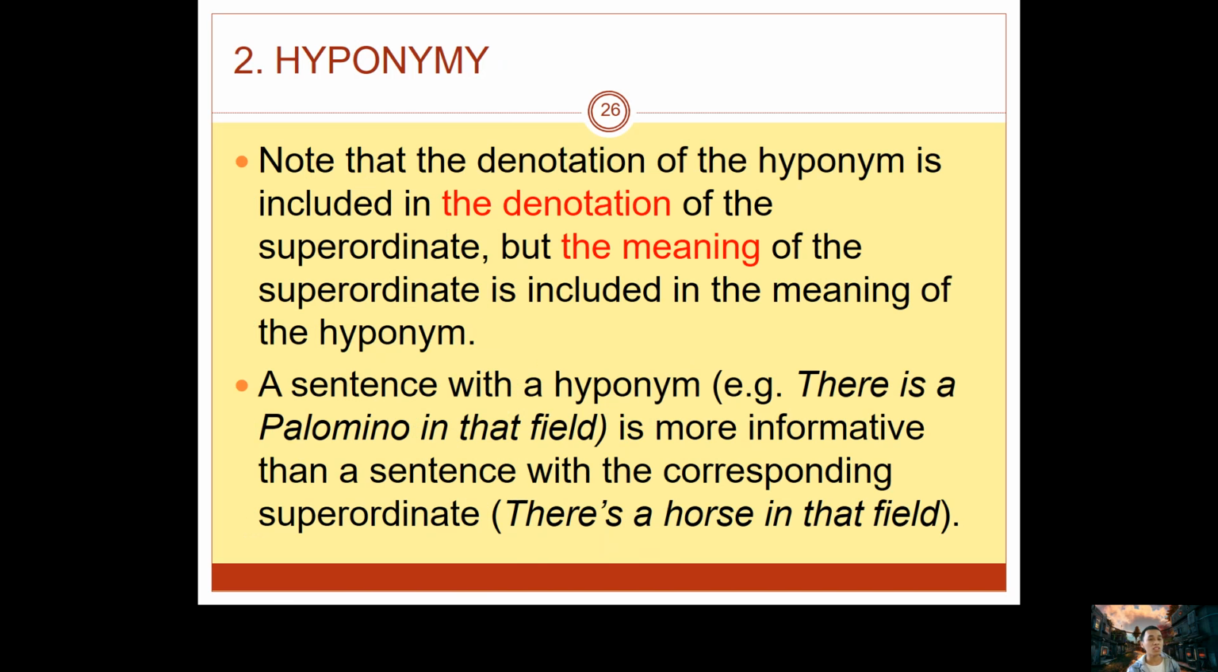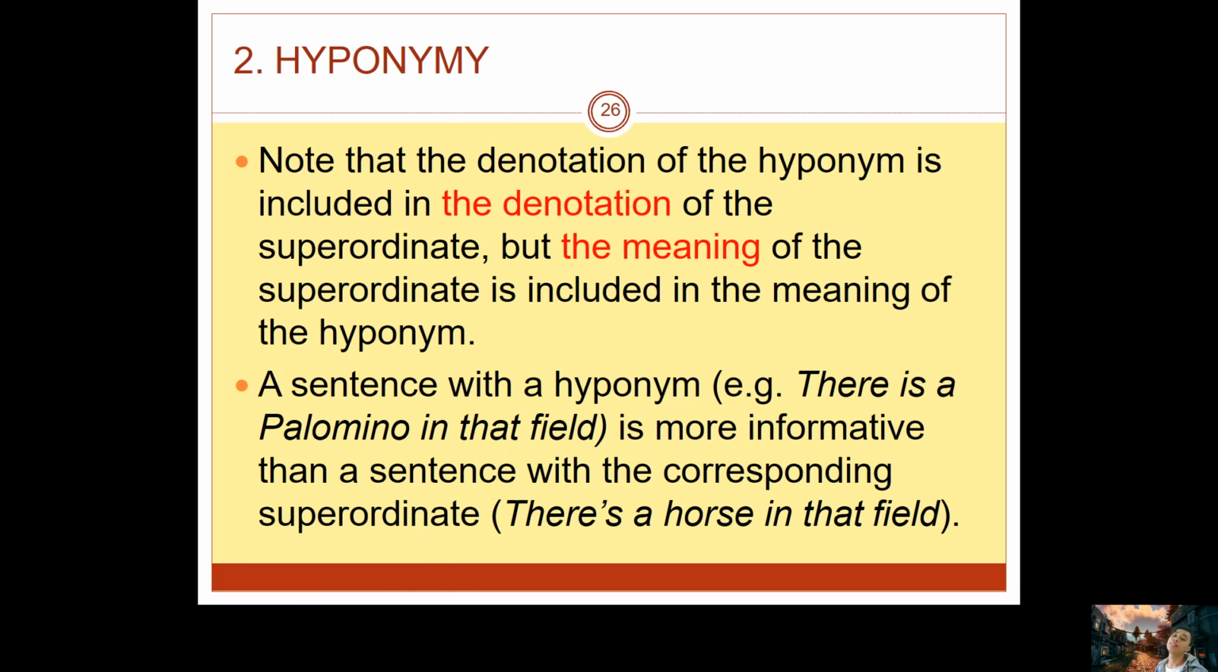Note that the denotation of the hyponym is included in the denotation of the superordinate, but the meaning of the superordinate is included in the meaning of the hyponym. A sentence with a hyponym, like there is a palomino in the field, is more informative than a sentence with the corresponding superordinate.